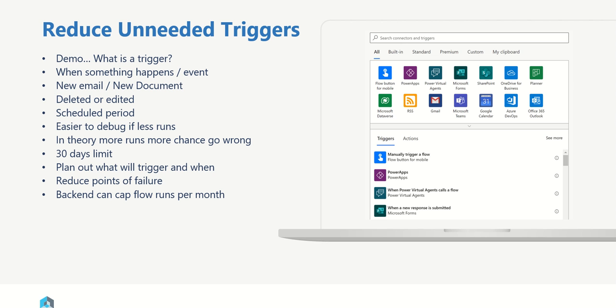So in theory, the more runs there are, the more chance that something could go wrong as well. So obviously, going back to that point of easier to debug, if you've got fewer runs, it'll be more obvious where a workflow is being triggered, what issues there are, and how to find them. You've also got a 30-day limit on workflows, so reducing the number of triggers is important when you're thinking about the overall solution.